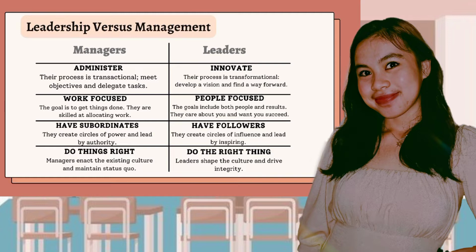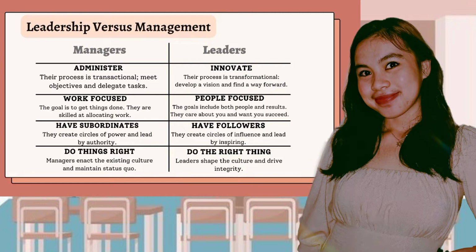The goal is to get things done. They are skilled at allocating work. While the leaders are focused on people, the goals include both people and results. They care about you and want you to succeed. On this, the manager has responsibilities and is able to delegate and implement plans, while the leader is an example for others and is someone who doesn't necessarily have a large responsibility.